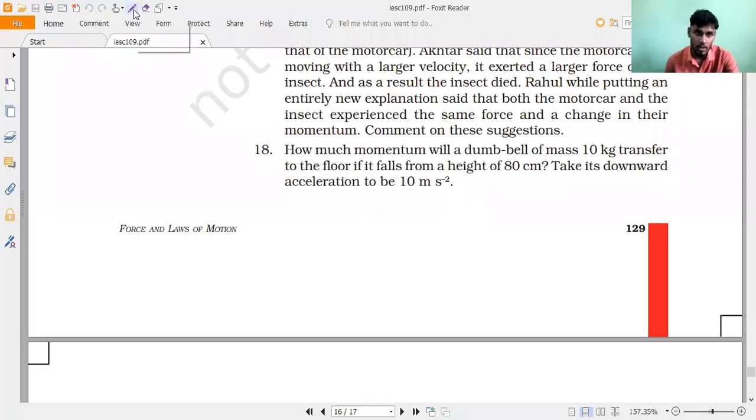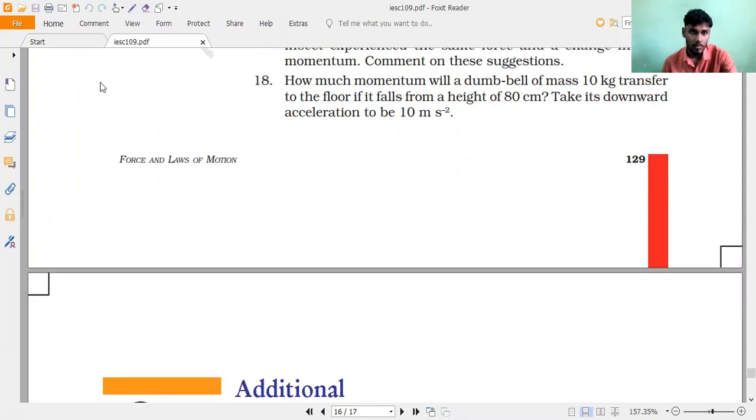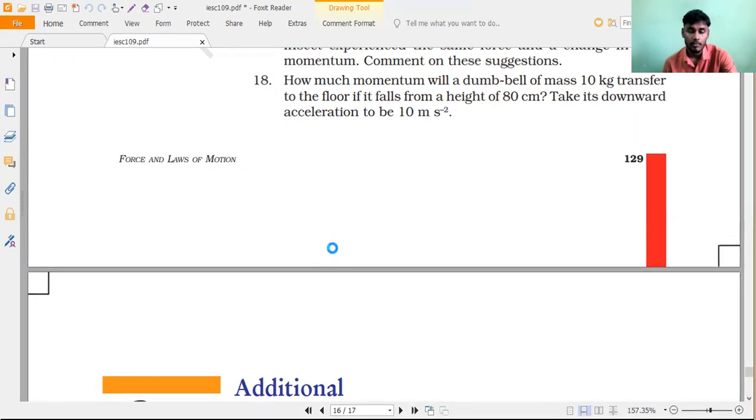In today's class, we are going to discuss additional problems which are present in this chapter. That is called the additional exercise. So, let us come to this additional exercise. What is the first question? All of you please read. What is the first question?